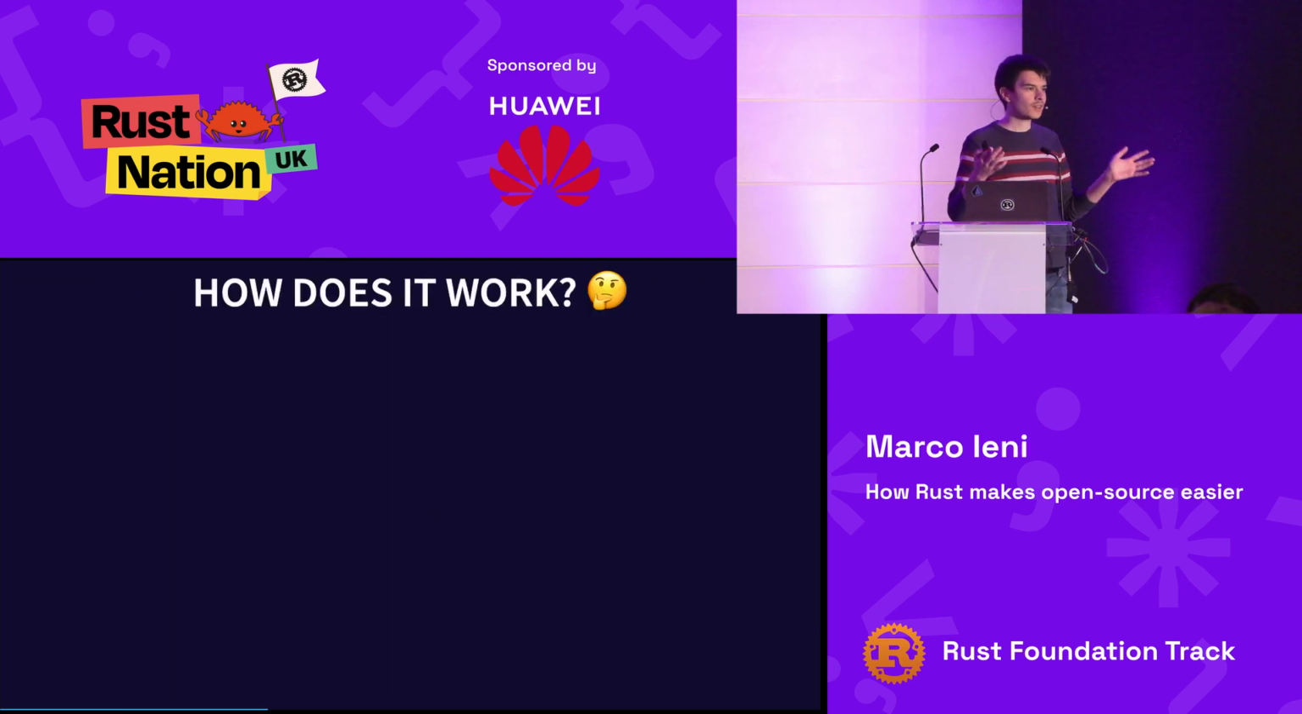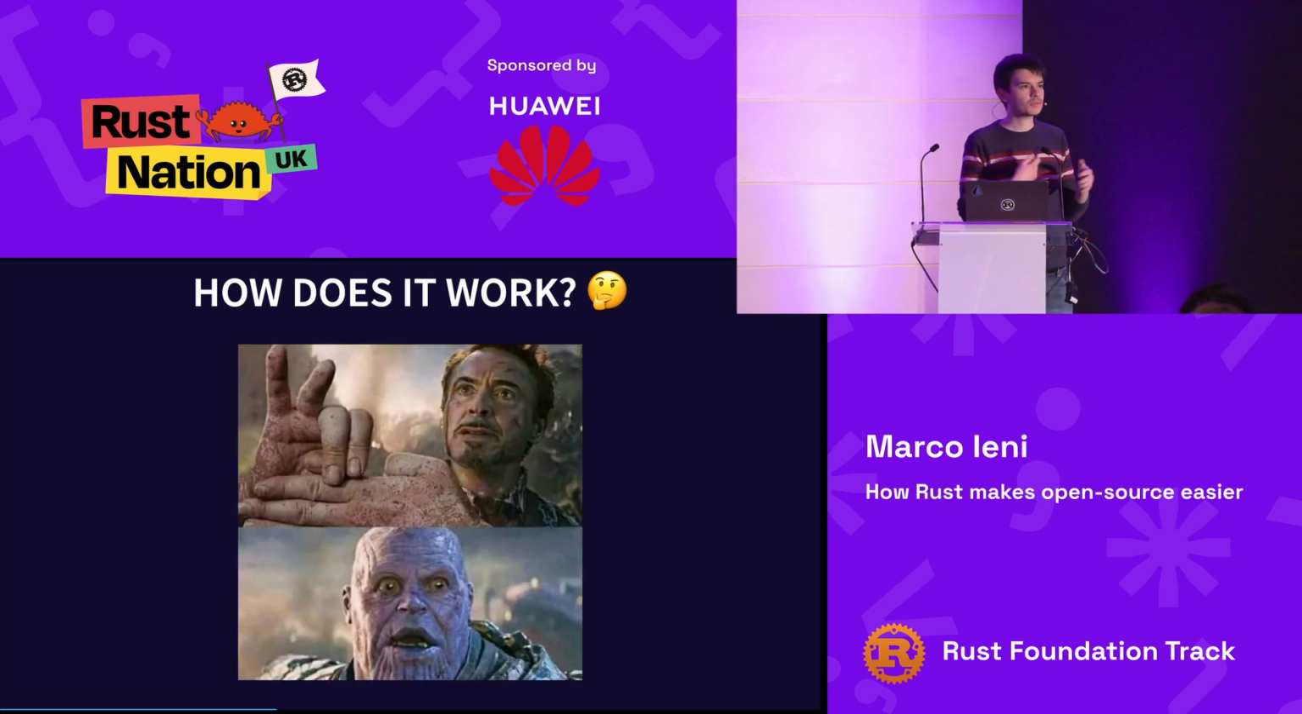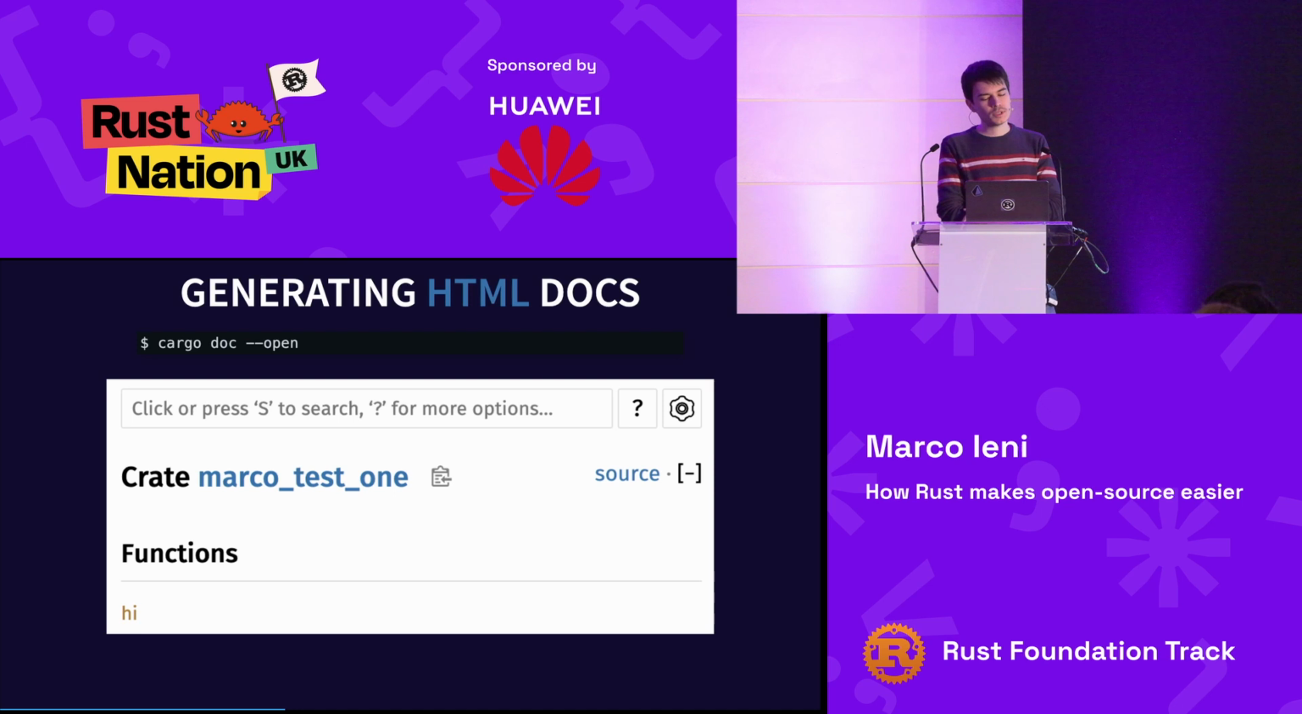So everybody understands that this is extremely useful, but you might wonder, how does it work? Well, it's not that difficult. It's a simpler trick than you might think. So we saw that cargo doc --open generates a description of your crate in HTML format, right? So it contains all your functions, all your structs, and so on.